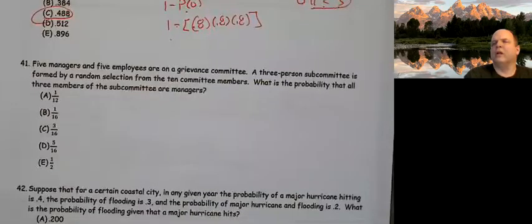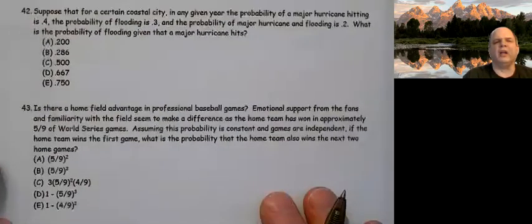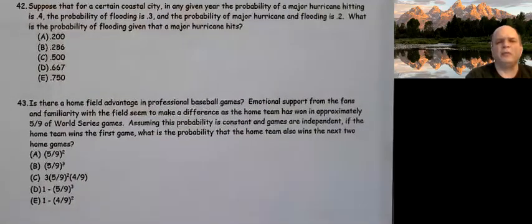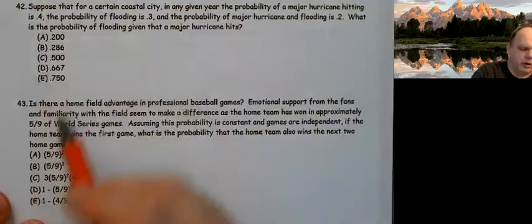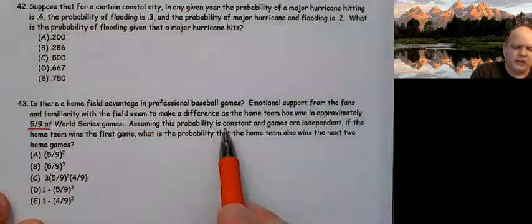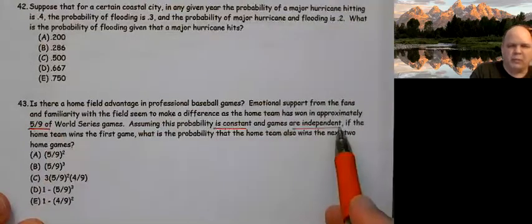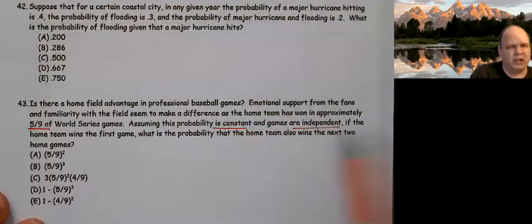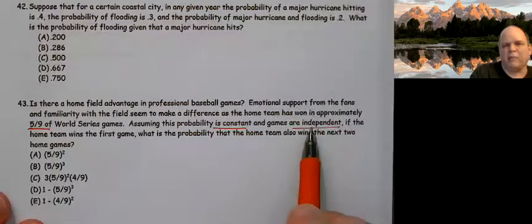So this is problem number 43. Is there a home field advantage in professional baseball games? Emotional support from the fans and familiarity with the field seem to make a difference, and the home team has won in approximately 5/9 of World Series games. Assuming probability is constant and games are independent, which is probably not true, but we're going to act like they are. It's important they tell us that, because they're telling us independent.